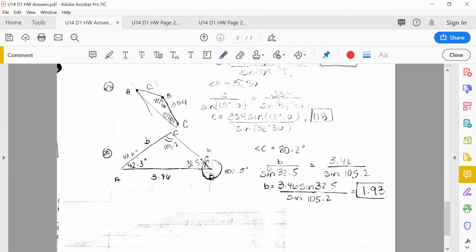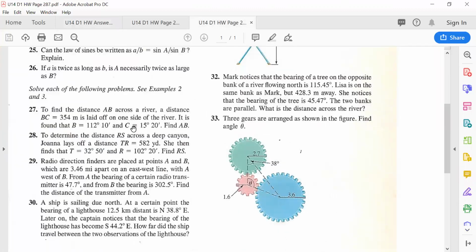So 27 and 29 is why I really wanted to have this video with you. 29 specifically. So 27. What did 27 say? To find the distance AB across a river, the distance BC, 354 meters, is laid off on one side of the river. It is found that angle B is 112 degrees 10 minutes, and angle C is 15 degrees 20 minutes. Find side AB.